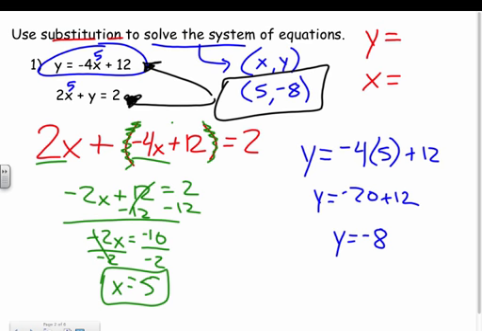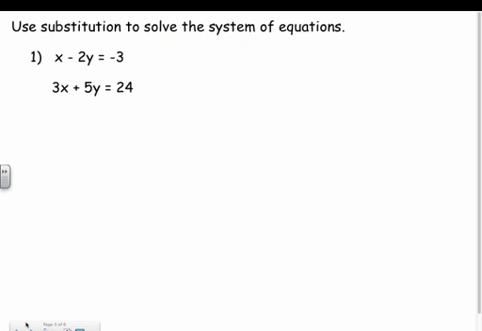And if I would graph both of these equations, they would intersect at what point? 5, negative 8. Okay, that's their point of intersection. That's the solution to that system. So we're just substituting in.